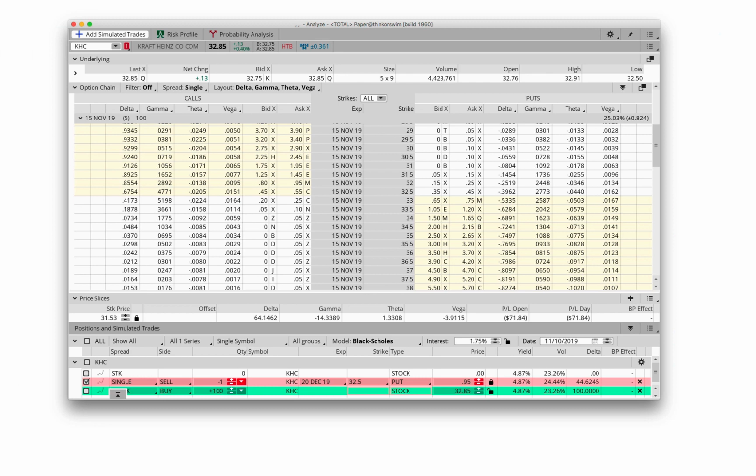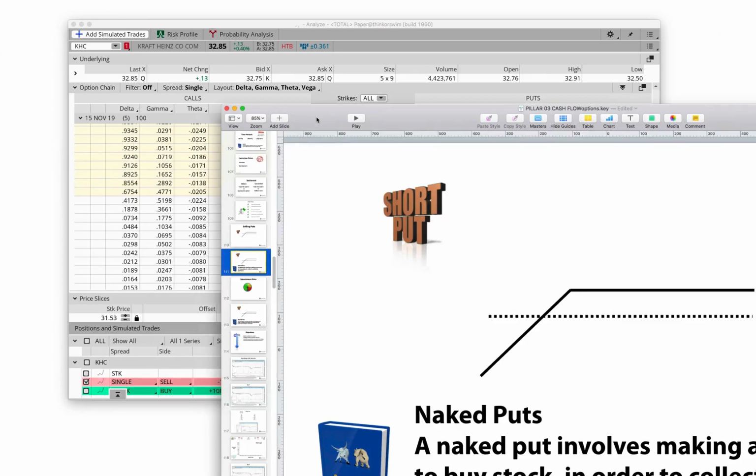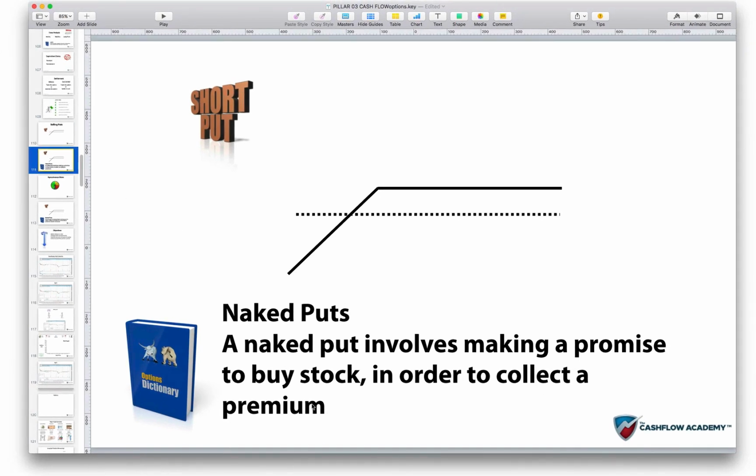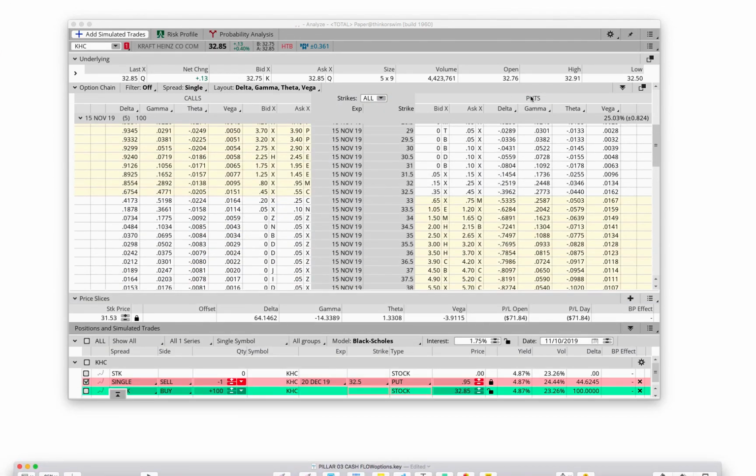So just for review, a short put is when you make a promise to buy a stock in order to collect a premium. That's what we did. We promised to buy a stock in order to collect a premium. How does that look? Well, we come over here to the put side and we decide what price we'd like to buy it at, and we find out how much they'll pay us to make that promise.